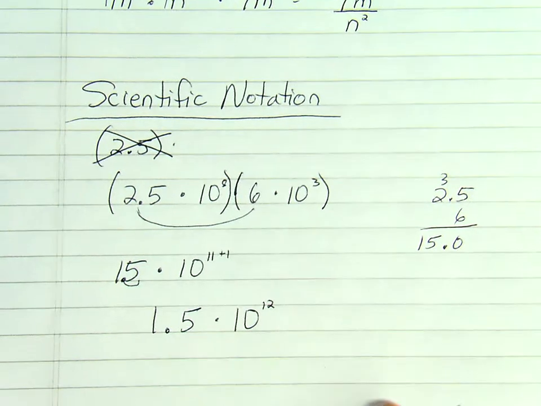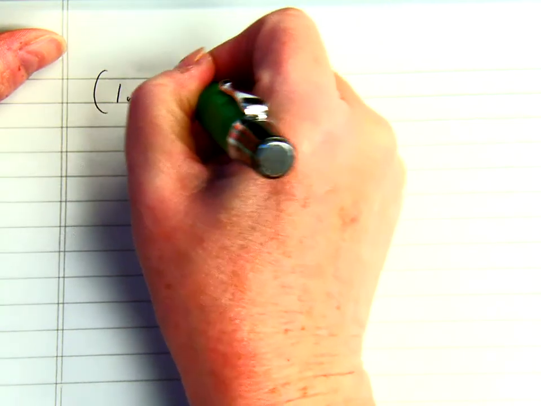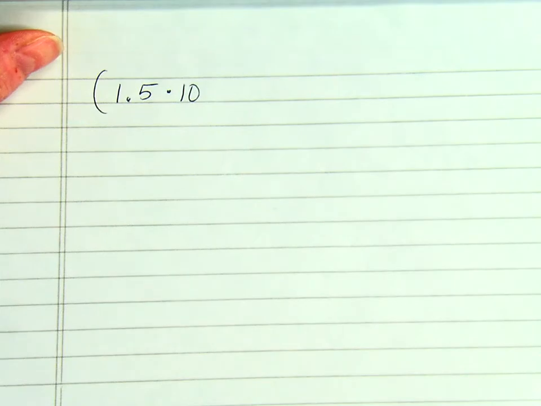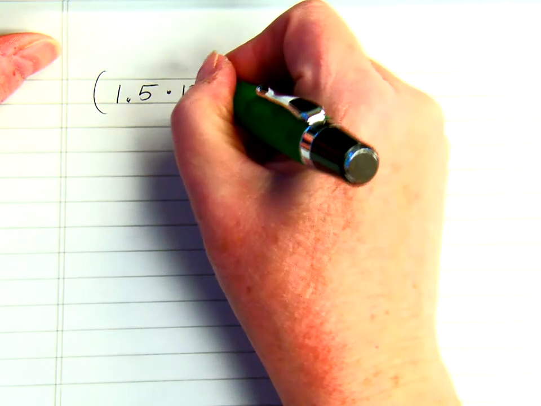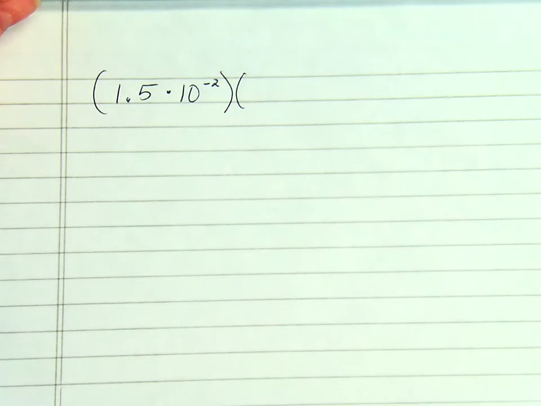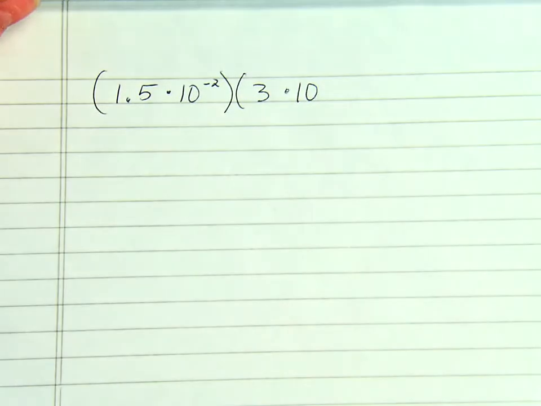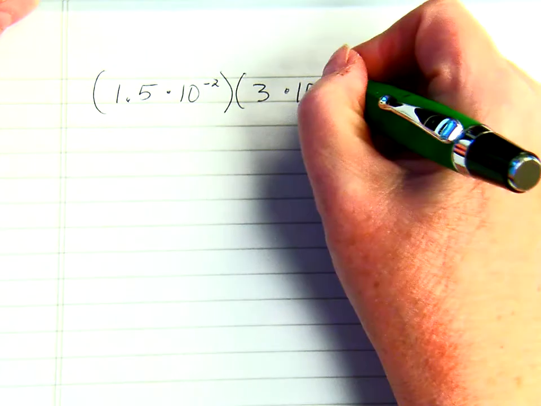Okay, let's do another one. Let me turn the page because it'll just be better for me. Okay, so let's look at another problem. We've got 1.5 times 10 to the negative 2. And we are going to multiply that times 3 times 10 to the 4th power.